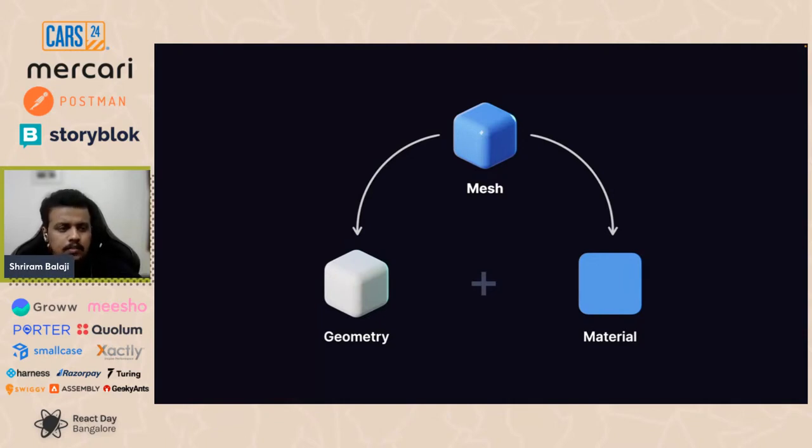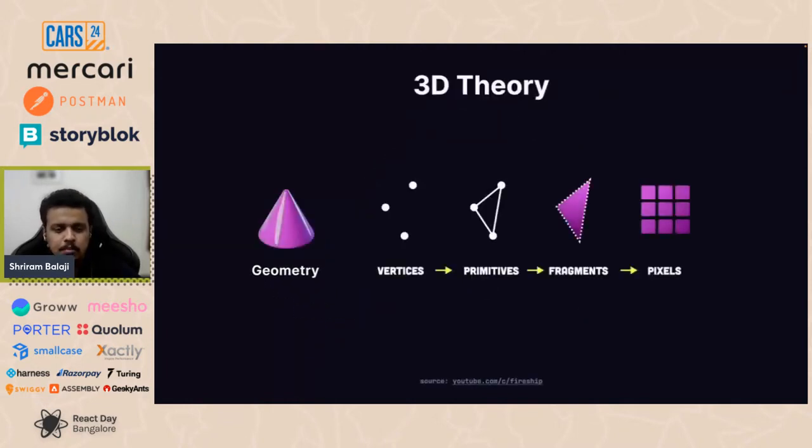Let's go a level further below. Now, what is geometry? This might be a little bit mathy, but that's still okay. In 3D, every point is a vertex, right? Every point is a vertex, and these vertices connect to form triangles, right? In 3D, this is called a primitive. And why is it a triangle?